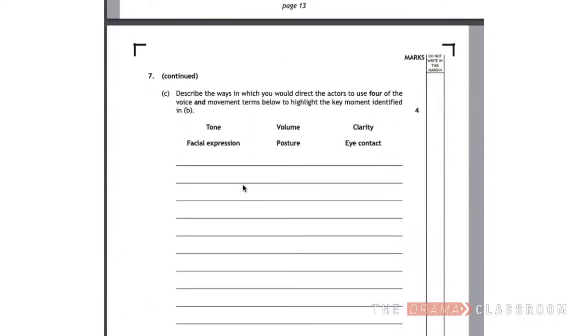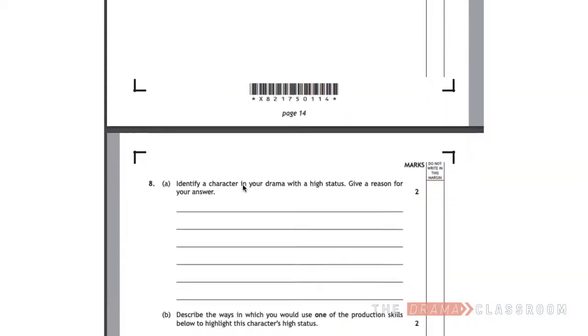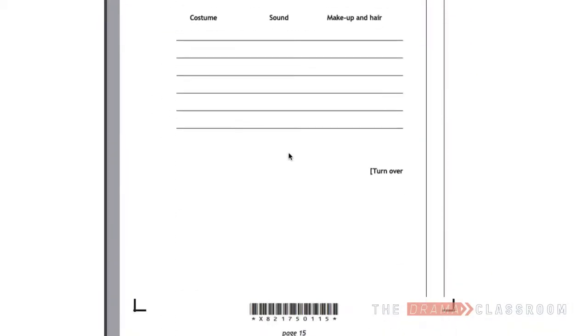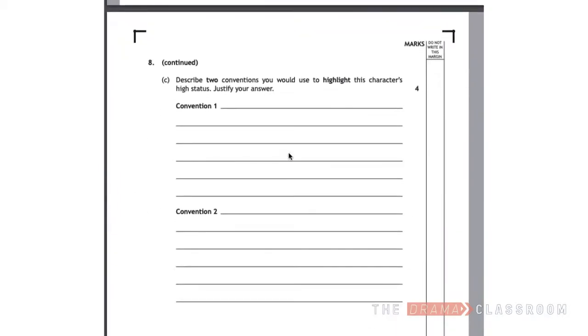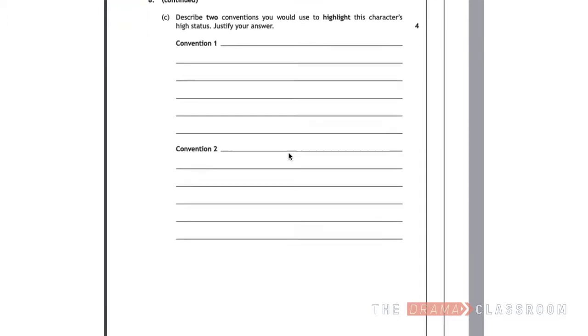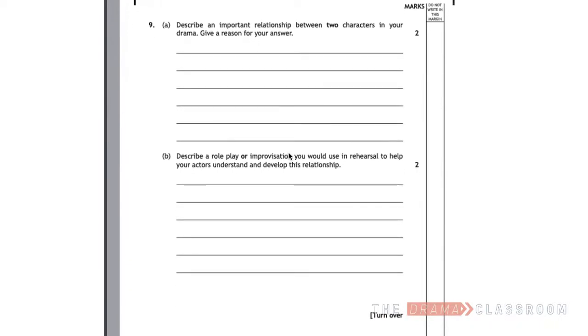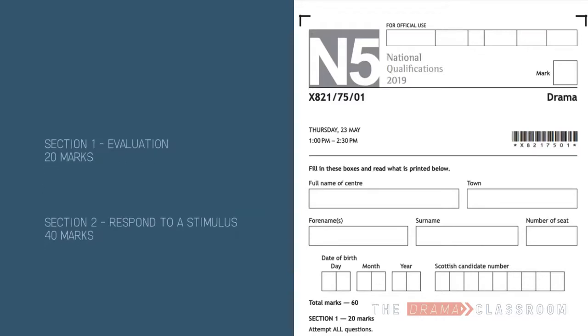You're going to have to think about voice and movement as well. And you're also going to think about production areas. So you're going to have a knowledge of all different drama elements, as well as an understanding of drama vocabulary in order to explain your ideas within this paper. Now, obviously, this is just an example paper, and the questions change every year, and you have to be prepared for those.